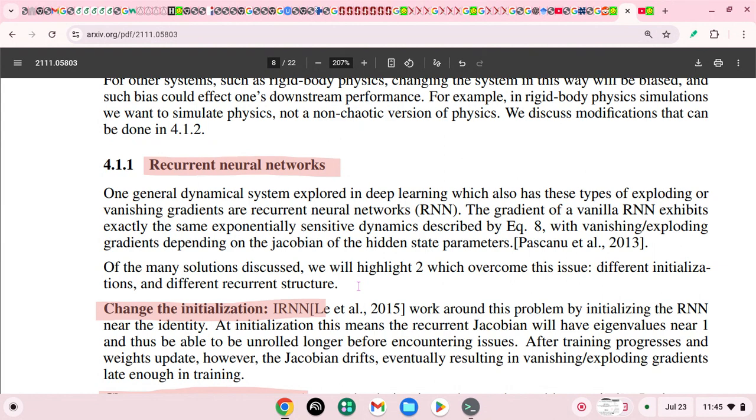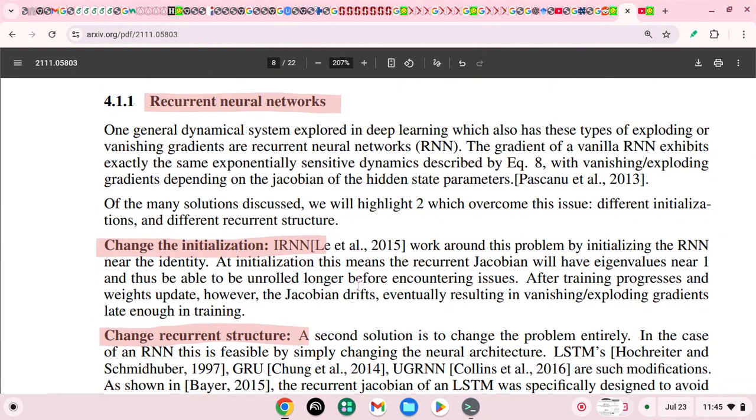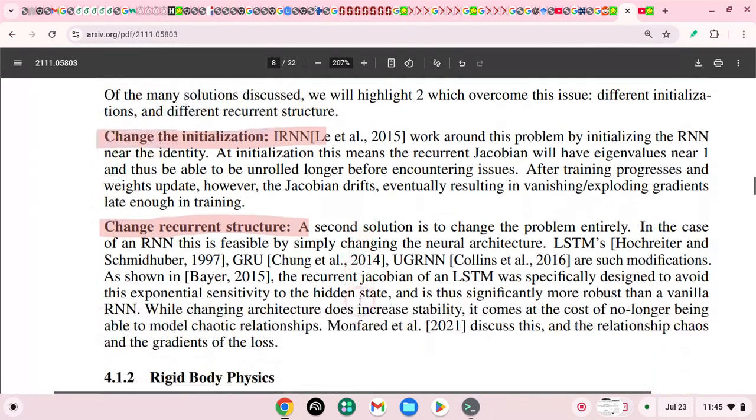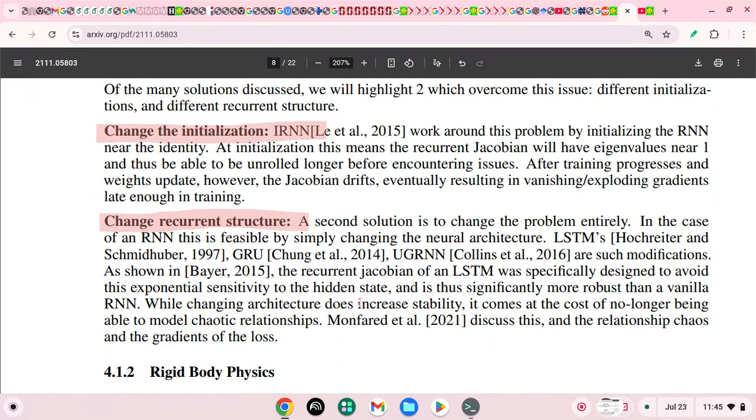To address this, many changes have happened over the earlier years. One is proper initialization. The initialization has to be done in a logical way, so that while propagating those parameters through the optimization, they converge to reasonable results. Another is to avoid exploding Jacobians by changing the recurrent structures. Instead of a vanilla RNN, they use a different architecture called LSTM or GRU.